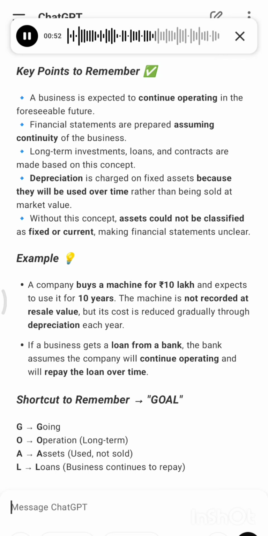Example: a company buys a machine for 10 lakh and expects to use it for 10 years. The machine is not recorded at resale value, but its cost is reduced gradually through depreciation each year. If a business gets a loan from a bank, the bank assumes the company will continue operating and will repay the loan over time.